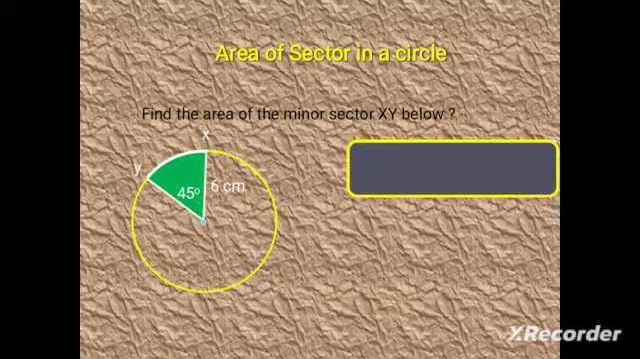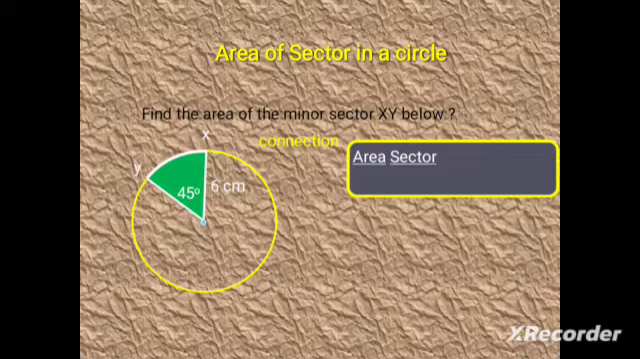And now our next question will be on the minor sector. Find the area of the minor sector XY from the diagram below. It is a circle of radius 6 centimeters, and the minor arc XY subtends an angle of 45 degrees to the center of this circle, and we are supposed to find the area of the minor sector.